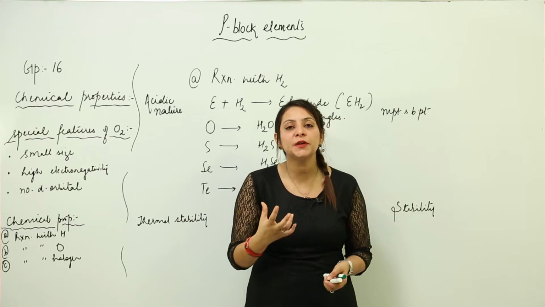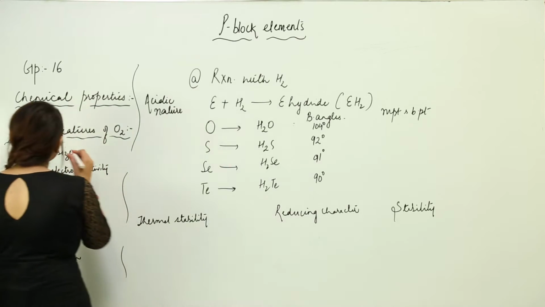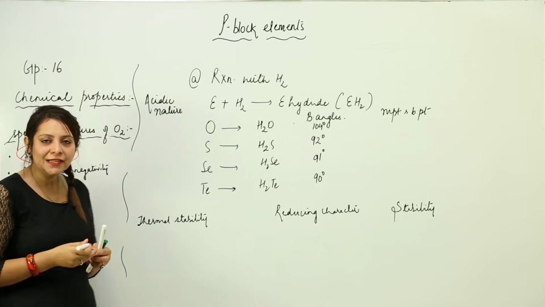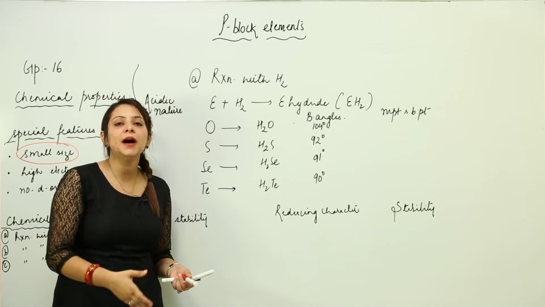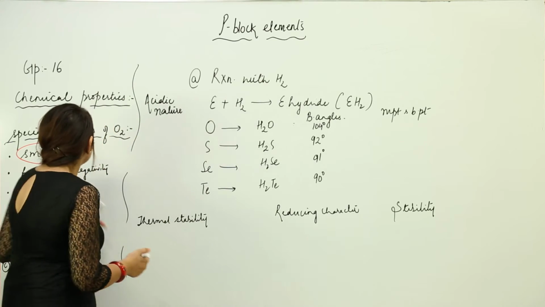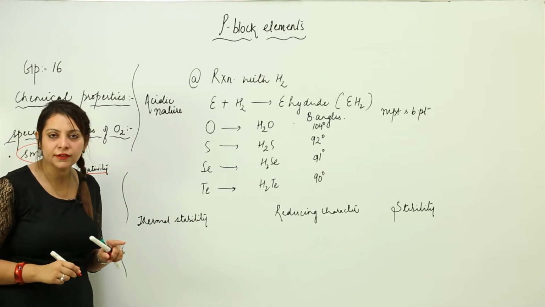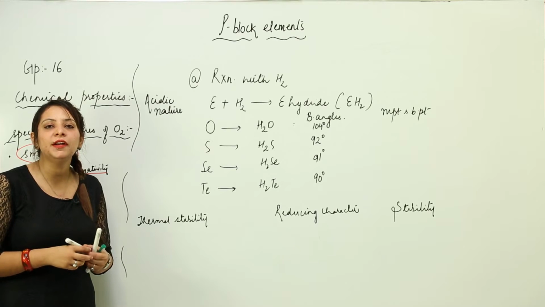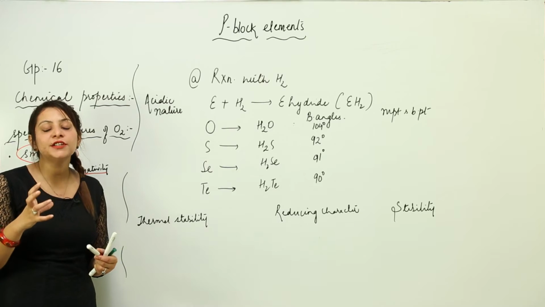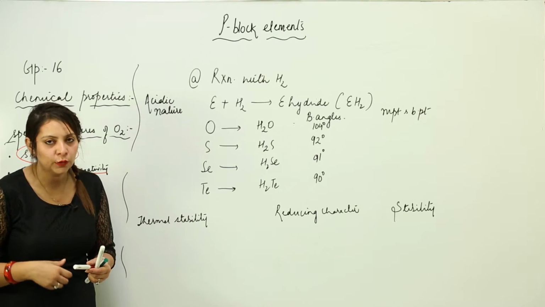So let's see what special properties it possesses. The first property is that it has a small size. We know that size increases down the group, so if we talk about the members of the family, oxygen is going to possess the smallest size. Being smallest, that indicates that it is highly electronegative. That means the tendency to attract shared pair is more, because it is small, so nuclear charge is very high. So it has a tendency to attract the shared pair of electrons more towards itself.